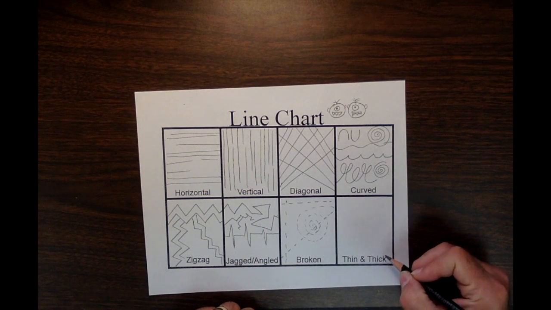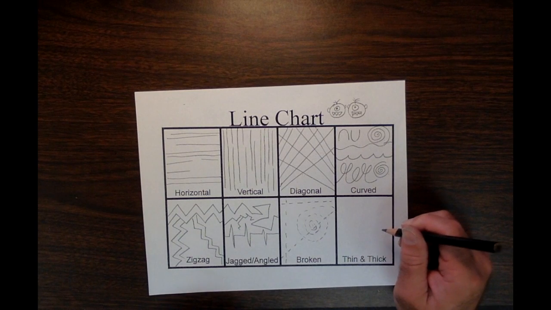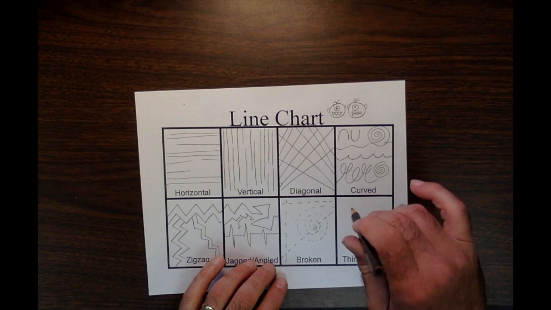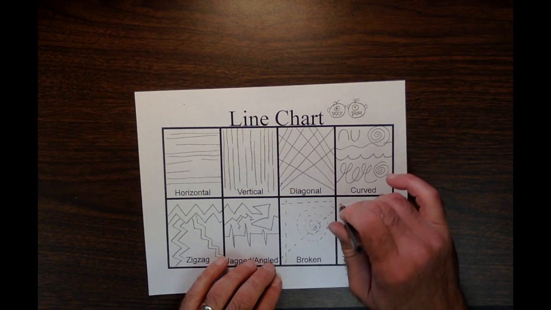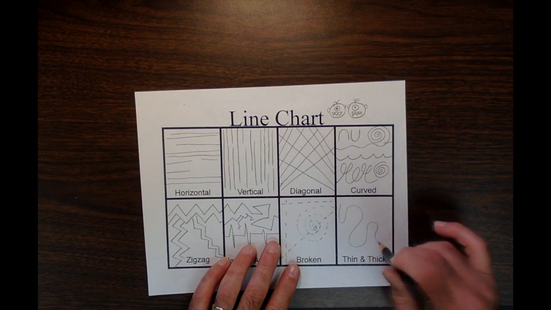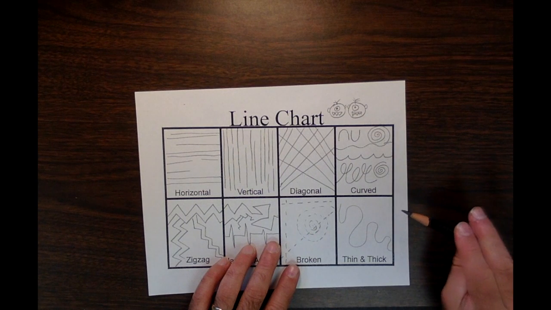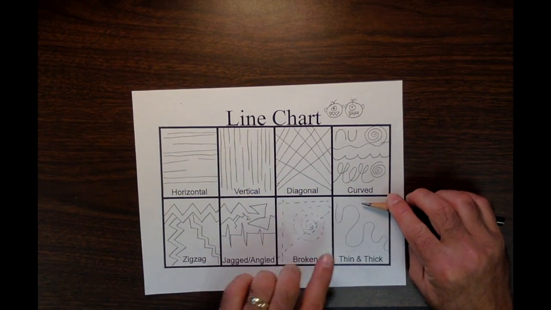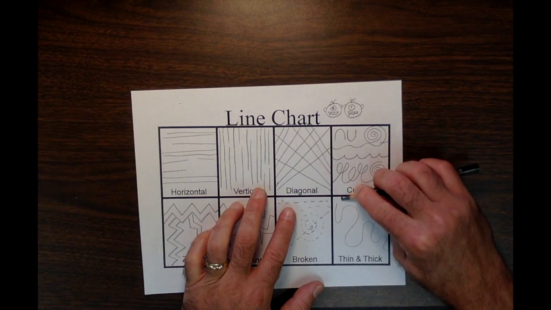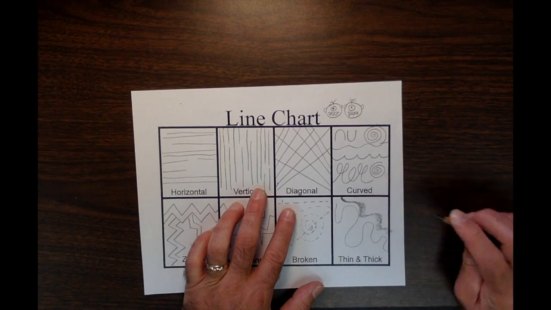Now, thin and thick. If my pencil was a ballerina, ballerinas dance on their tiptoes. So if I stand my pencil up on its very, very tiptoe, I don't know if you can see that or not, but if I drag the pencil on its tiptoe to make the thinnest line ever, it's a thin line. Now, if I take my pencil and hold it this direction and let the pencil lead, and you can see how thick that pencil lead is, if I drag it, I can make a thick line.